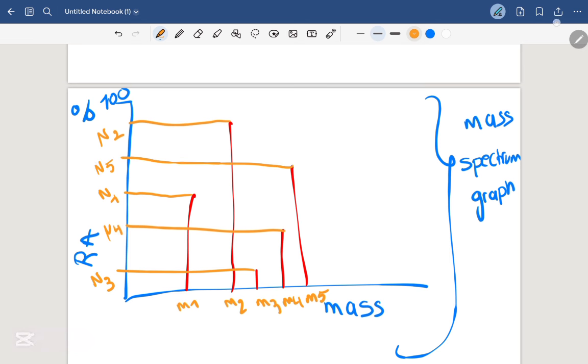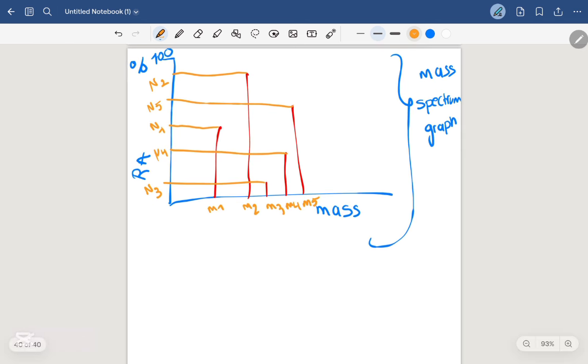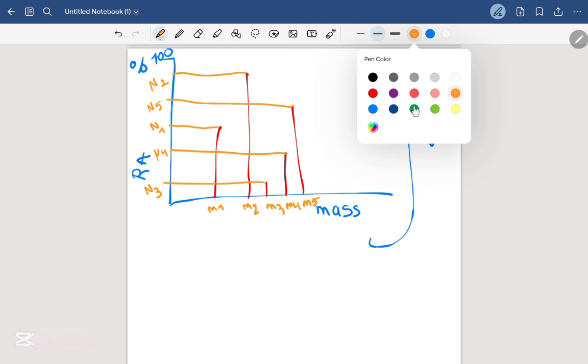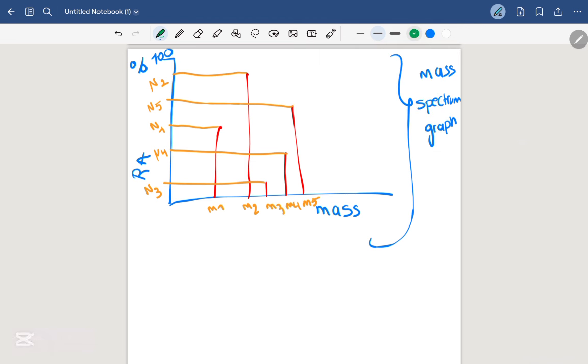Now, what could they possibly ask us from this graph? They can possibly ask us 3 questions. First question is the number of isotopes. Of course, in this graph, how do you count the number of isotopes? You see 1, 2, 3, 4, and 5 graphs or 5 lines. So this means there's 5 possible isotopes.